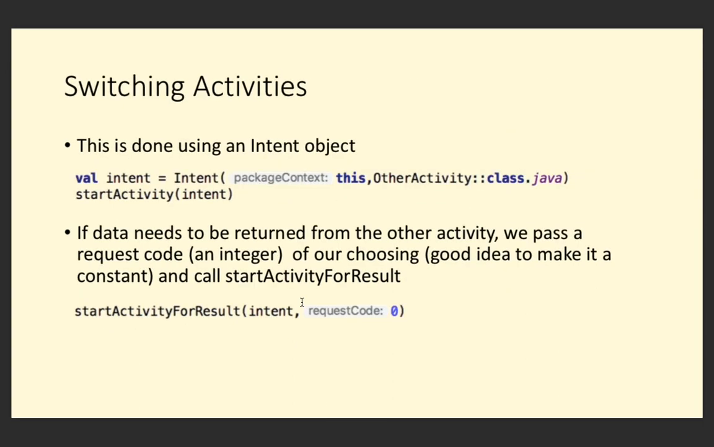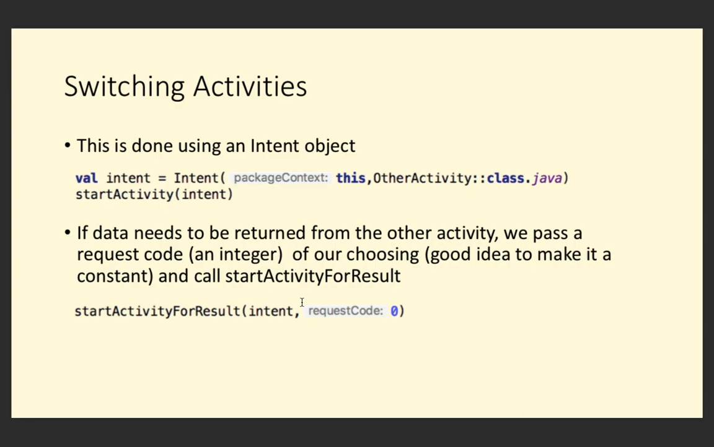So this is the meat of what we're going to look at today: switching activities. Obviously, it's unlikely that we're going to do everything in one activity. If it's anything other than a really simple application, we're probably going to need a bit more than that. So in order to transition from one activity to the other, we can create something called an intent, and the intent references the other activity by name, and specifically we pass it something that refers to the Java version of its class. So the syntax is a bit weird.